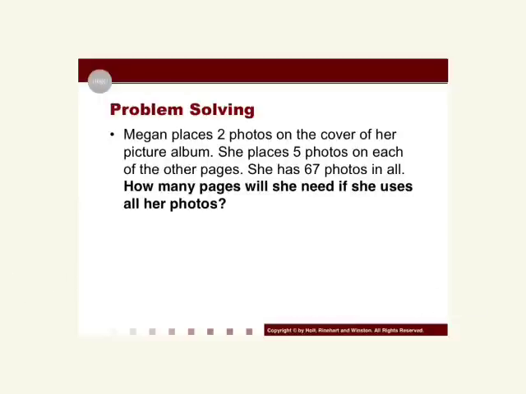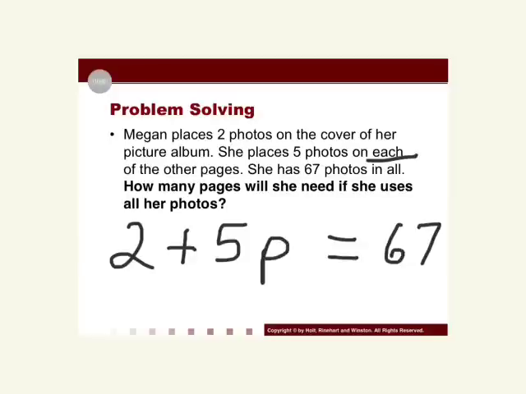So, last problem here says Megan places 2 photos on the cover of her picture album. She places 5 photos on each of the other pages. Now that word each can come in handy a lot of times and help us realize what has to go with a variable and what doesn't. She has 67 photos in all. So in this case, we're going to set it equal to 67 because that's the total number of photos she has. She's going to put 2 on the front cover plus 5 photos on each page. And now they ask us to solve this to determine how many pages we need.